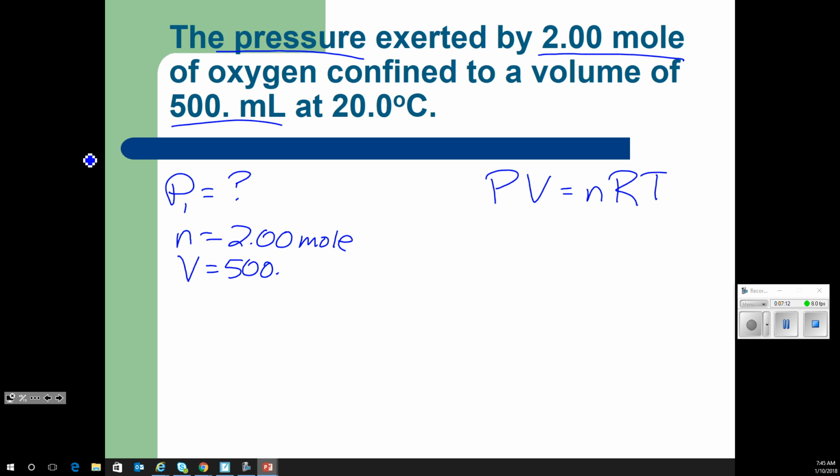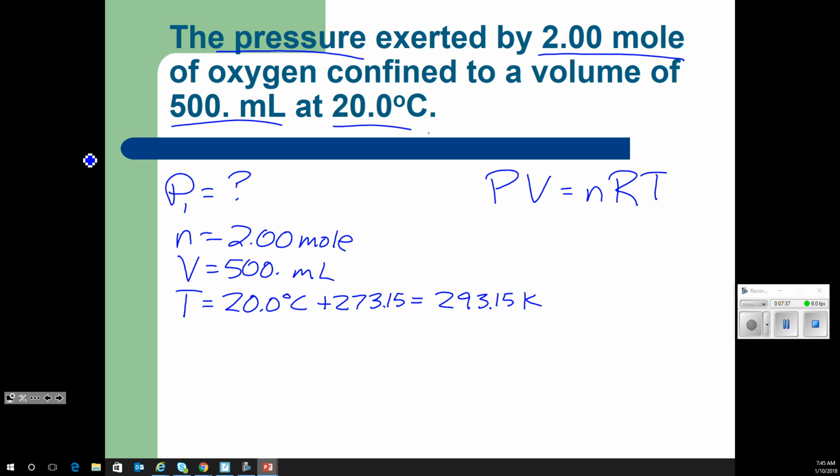Okay, of oxygen is confined to a volume of 500 milliliters and a temperature, right away I know temperature I have to do what with? All gas laws must be in what temperature? Kelvin. How do I get to Kelvin? Plus 273.15, and I get 293.15 K, no degree sign.